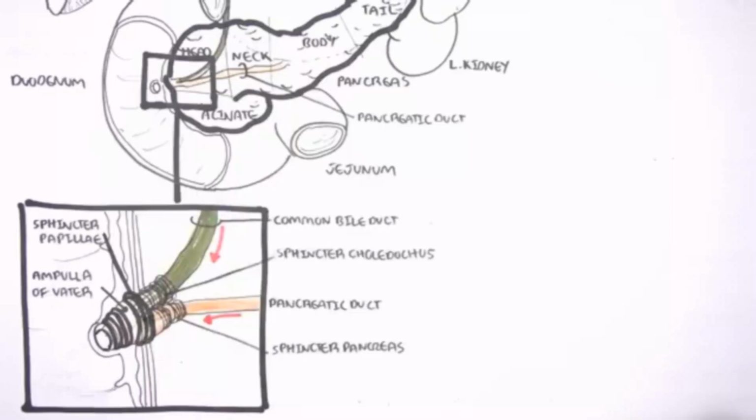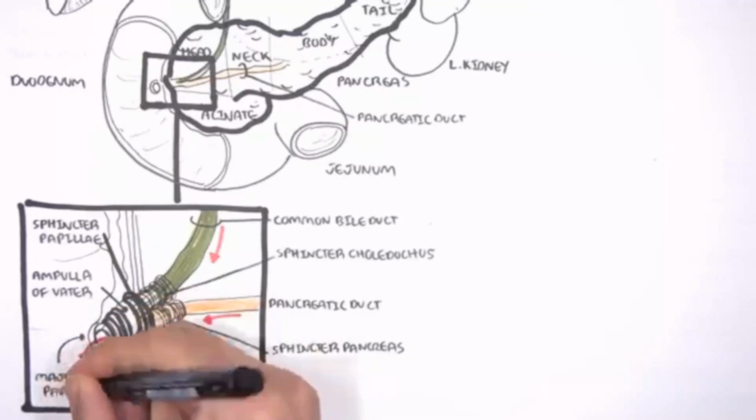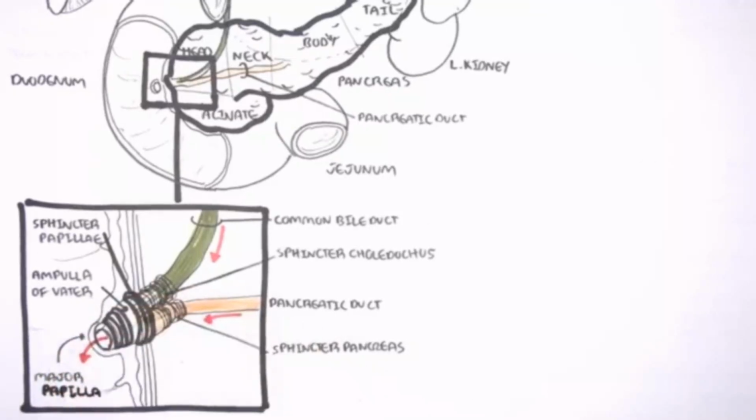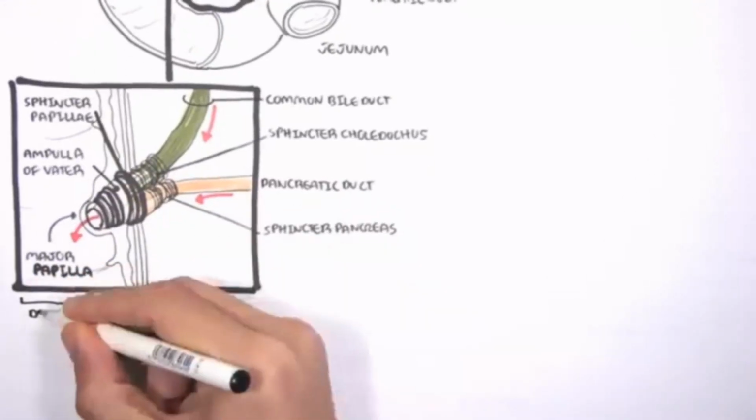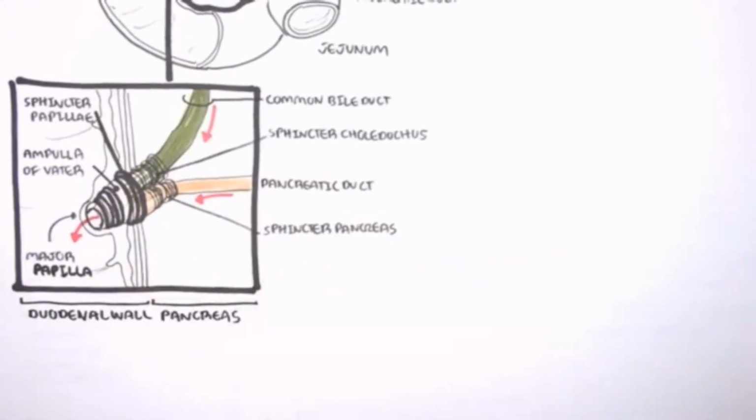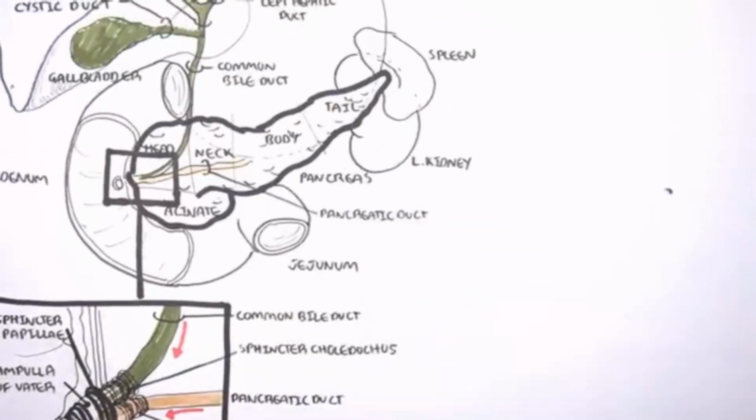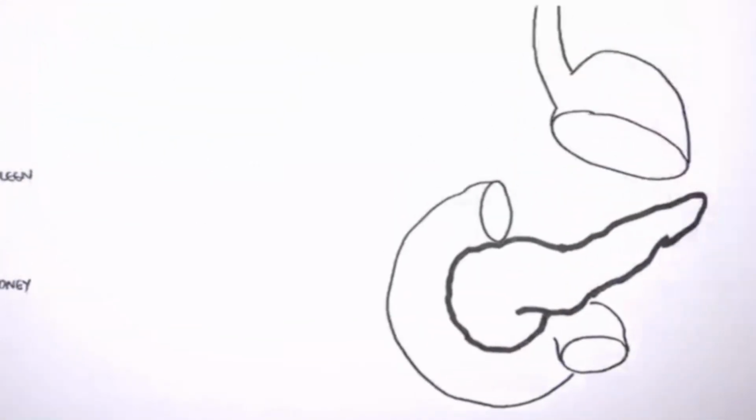The sphincter papillae, sphincter pancreaticus, and sphincter choledochus make up what is known as the sphincter of Oddi. The major duodenal papilla is the opening into the duodenum. So just a reminder, here is the duodenal wall and here is the pancreas. So let's take a closer look now at the pancreas and its physiology, how it helps in food digestion, and in particular, what actually stimulates its function.